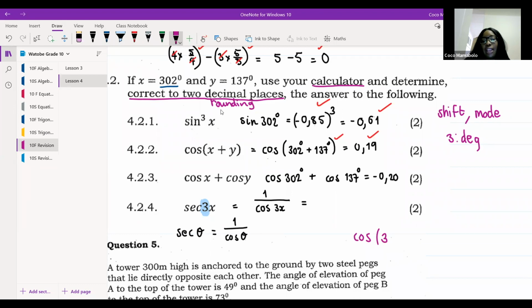Do I just go 3 and then I put the X value of 302? That's it, Muhammad. We're going to go 3 and then we need to put in a multiplication sign. And then what is the value of X? X is 302 degrees. Then close brackets. You're not going to find degrees on your calculator. So over here, we need to go cos of 3 times 302 degrees. Punch that into your calculator and give me an answer.